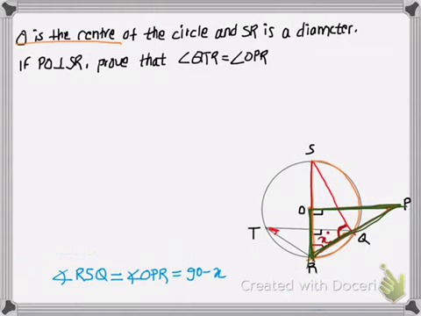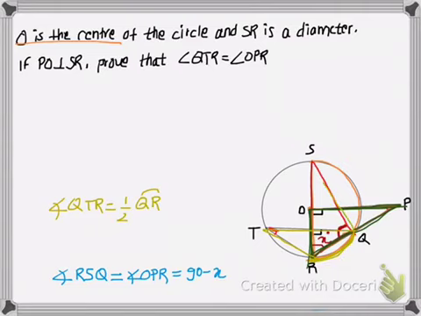Again, if I look at angle QTR, it is standing on the arc QR. Any inscribed angle standing on an arc is equal to half of the measure of that arc. So angle QTR is half of arc QR.